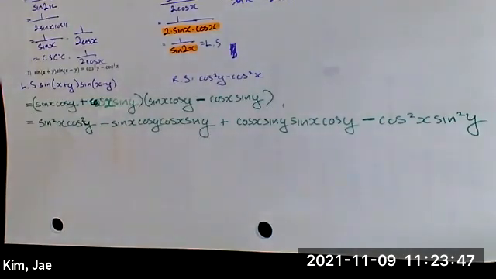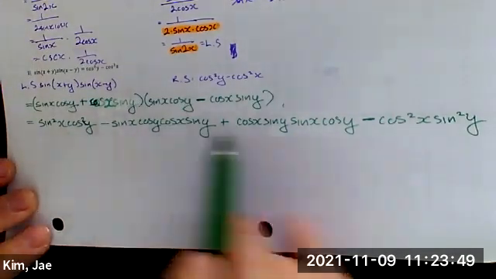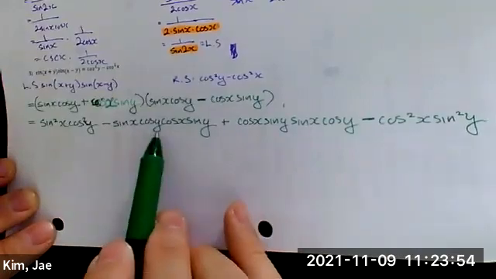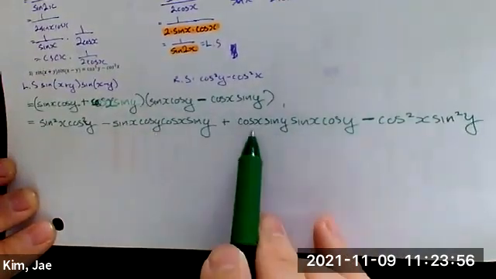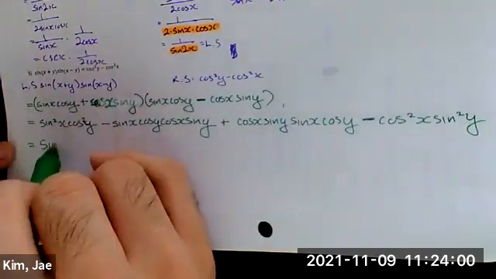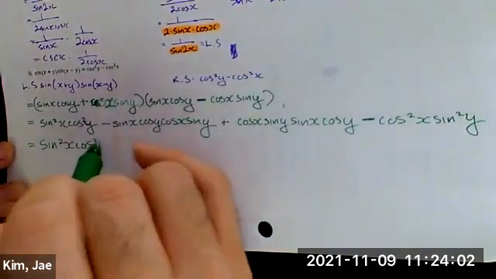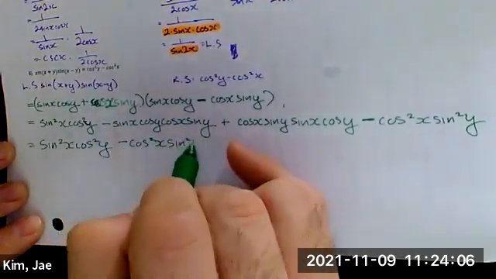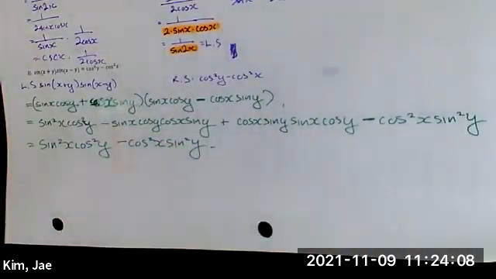Yeah, and the middle two happen to be exactly the same. Look, a sine x and a sine y, a cos x and a cos y. They are the same product, so they will cancel out, leaving me, which now brings us to what the heck am I going to do?